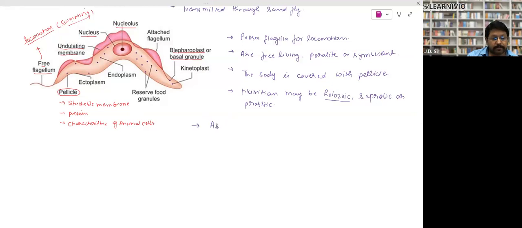Asexual reproduction takes place by binary fission.